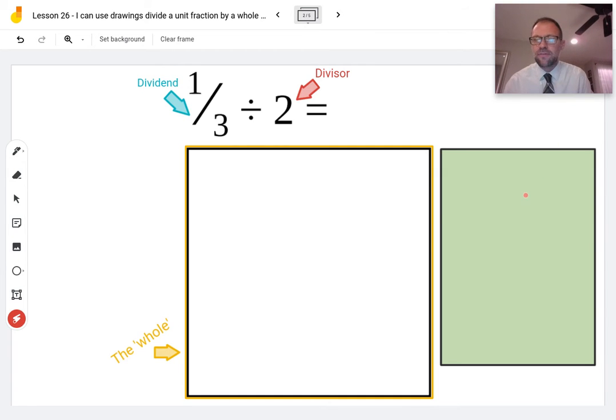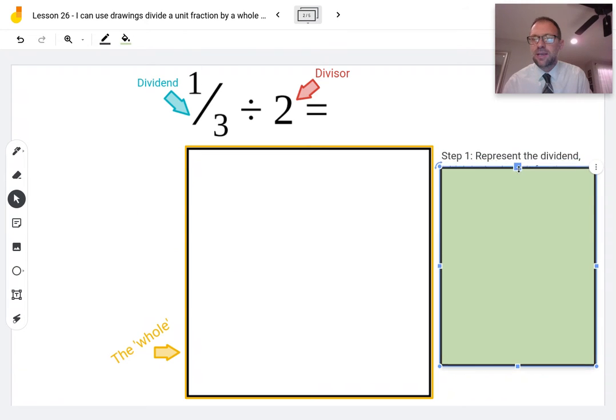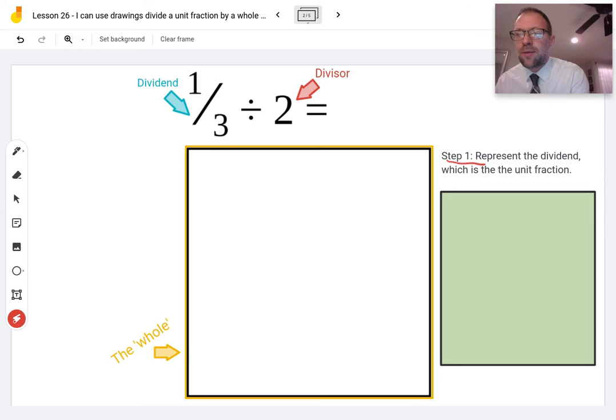All right, so if I look over here, this green box hides our 4 steps. So step 1 says, represent the dividend, which is the unit fraction. So as you can see here, the unit fraction is our dividend. It's what we're starting with. It's the group that we're breaking up into smaller groups, right? And that's less than 1 today.